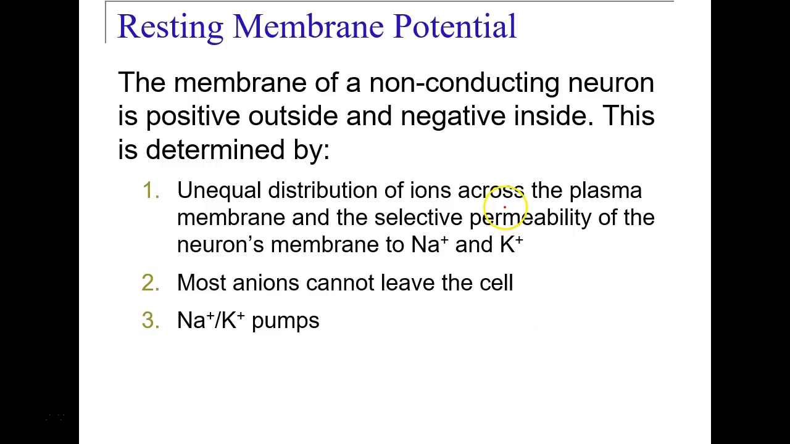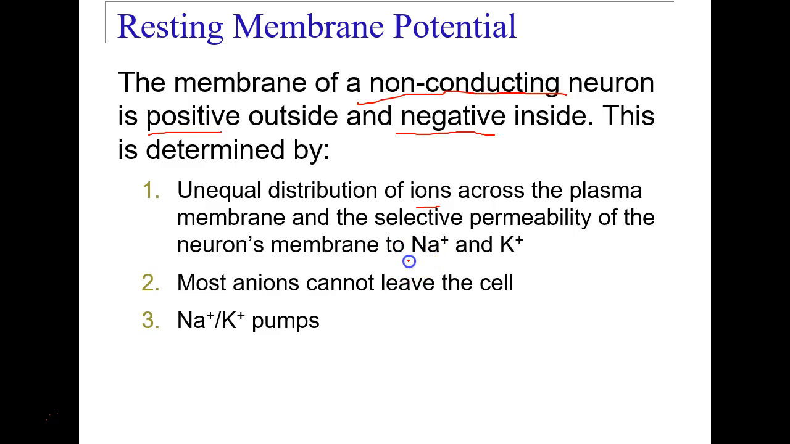Okay, a resting membrane potential, so we are not conducting any kind of signal through that neuron, but we have a more positive outside and a more negative inside. So you can think of the membrane kind of like a battery. We only get that energy from the battery when we create a connection or we make a change to the battery.